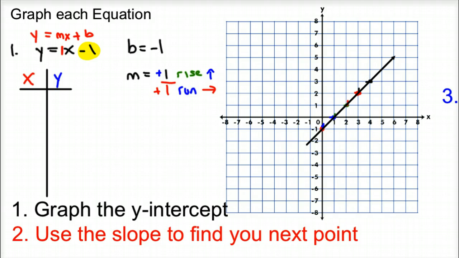Alright, so let's take a look at how this works in the table. This first coordinate here is 0, -1. The second coordinate here is actually 1, 0. The third coordinate here is actually 2, 1. The fourth one here is 3, 2. And the fifth coordinate we have here is 4, 5.